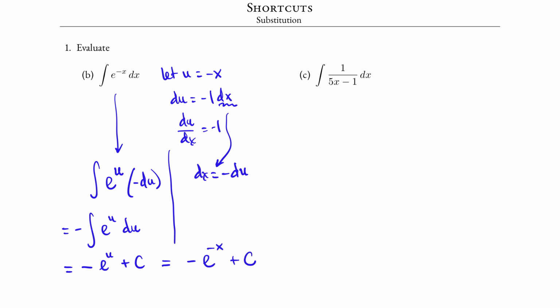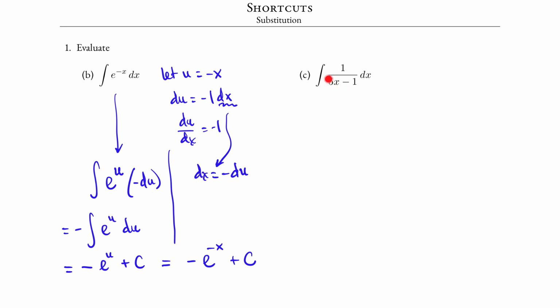The answer is not negative e to the u plus c because, again, there is no u in the given problem. So that is how we find the antiderivative of an exponential function. Most likely, we let the exponent be u.